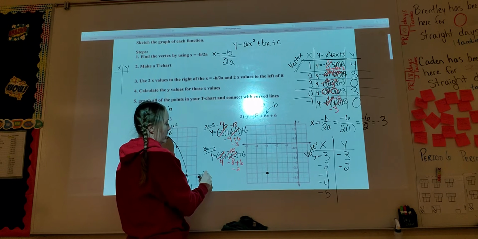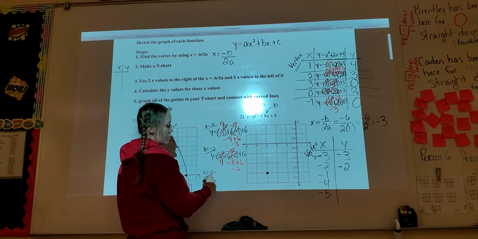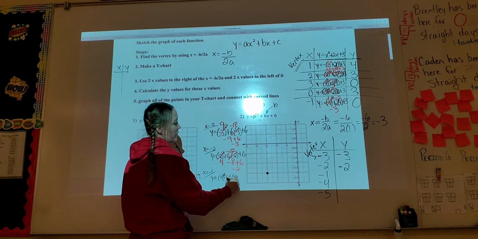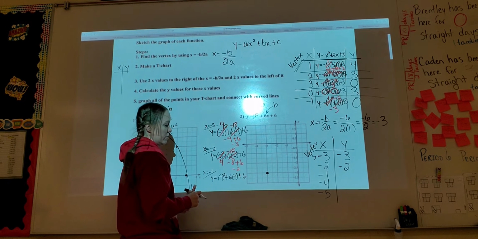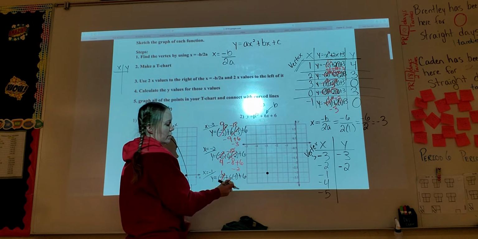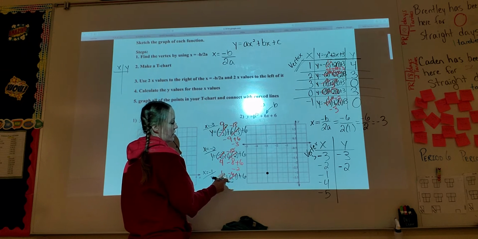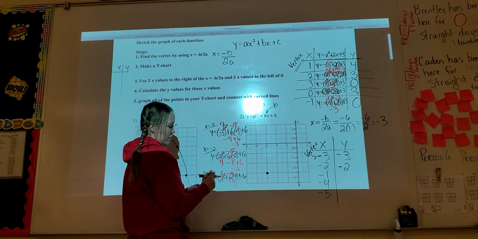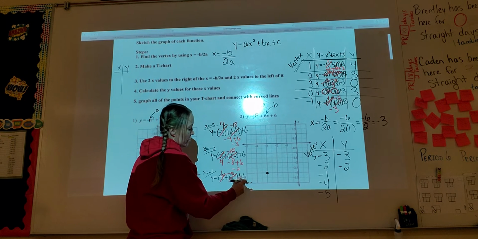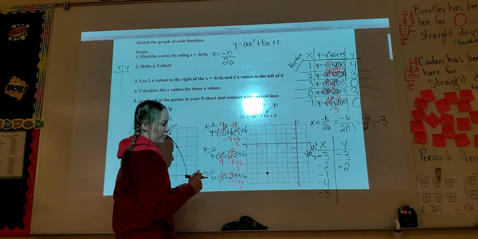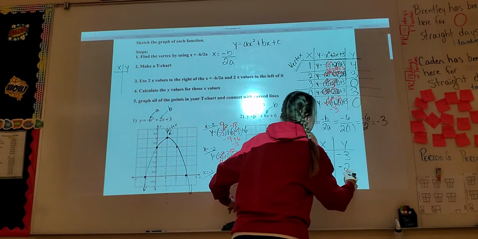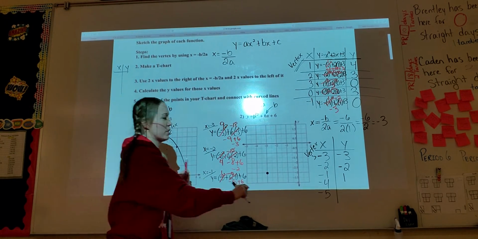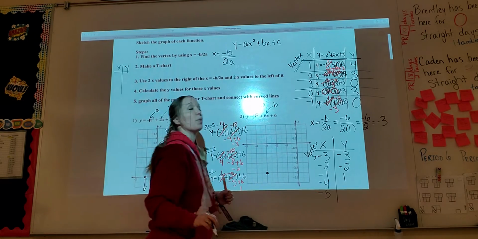Then I'm going to do x is equal to -1. y equals -1 squared plus 6 times negative 1 plus 6. So 1 squared is just 1. 6 times negative 1 is negative 6. 1 minus 6 is negative 5, and then plus 6 would give you 1. So I've got 1 here. Now, if I had to guess, I would say that this is going to be negative 2 and that's going to be 1. But we'll see what happens.